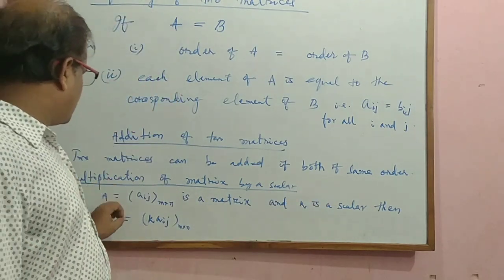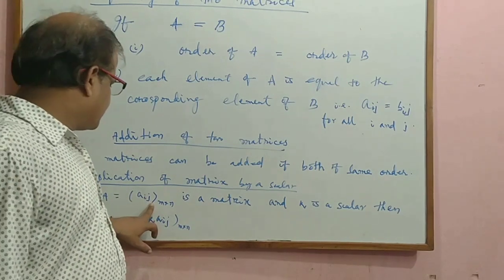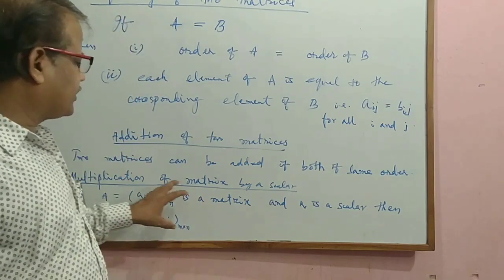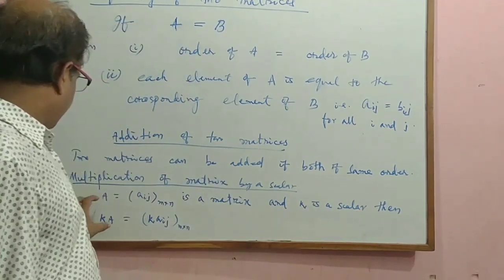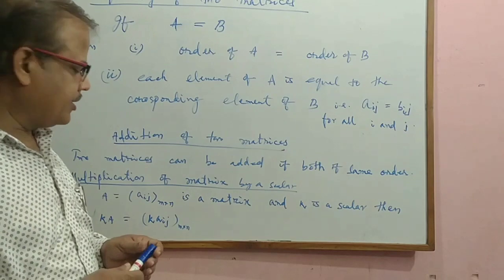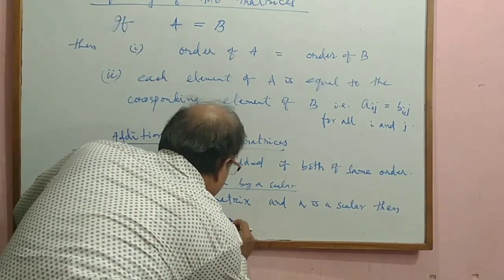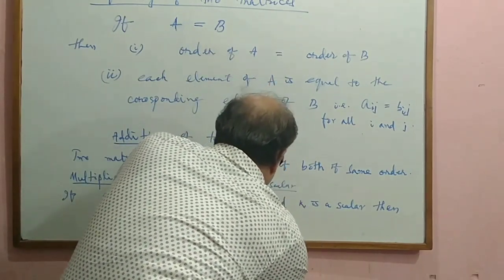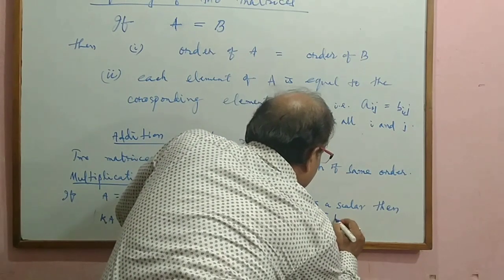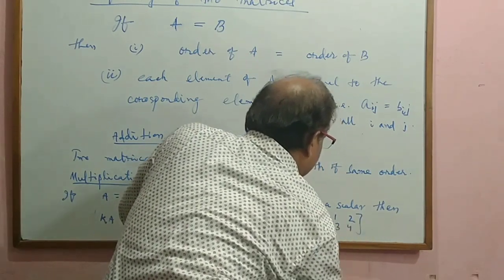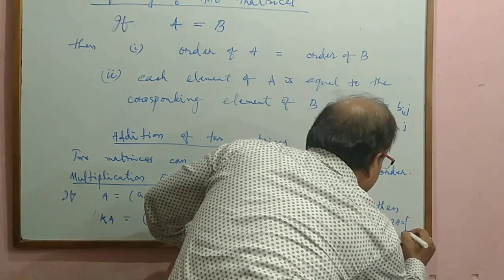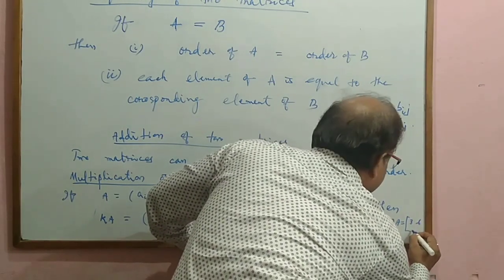Multiplication of a matrix by a scalar. If A is equal to Aij, an m by n order matrix, and k is a scalar, then kA is equal to kAij of order m by n. For example, if A is equal to 1, 2, 3, 4, then 3A is equal to 3, 6, 9, 12.